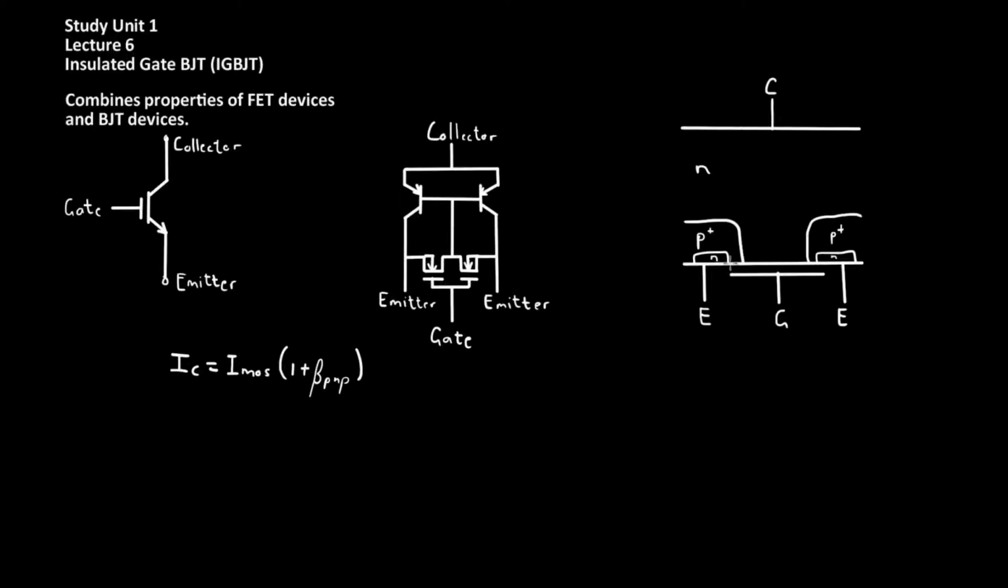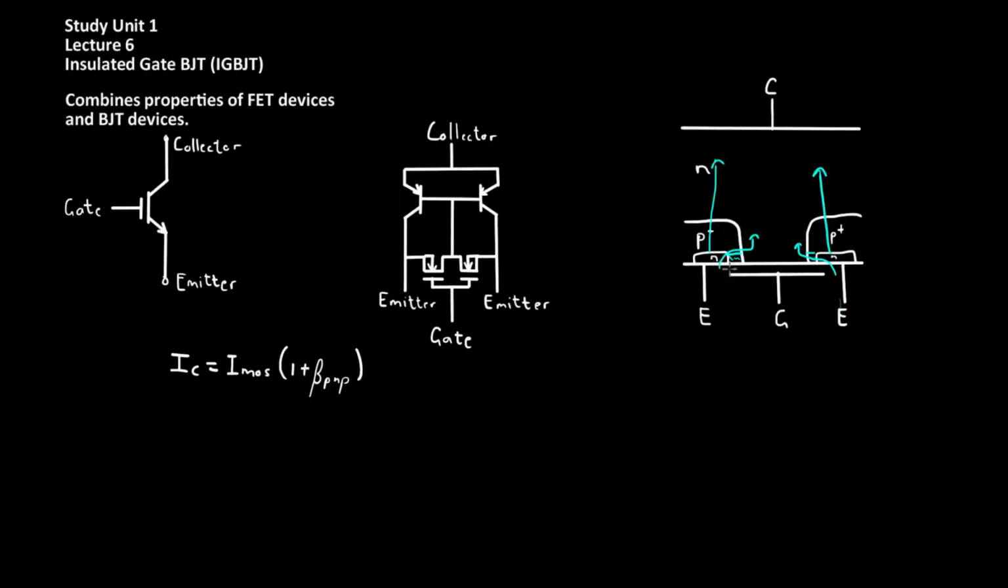Functionally, the IGBJT works as follows. A positive voltage is applied to the gate. This induces a channel between the N regions at the emitter. This causes current to flow from this N region through into the collector from the emitter. This is also effectively the base injection current, which then causes current to flow from the emitter through the P region and into the collector.